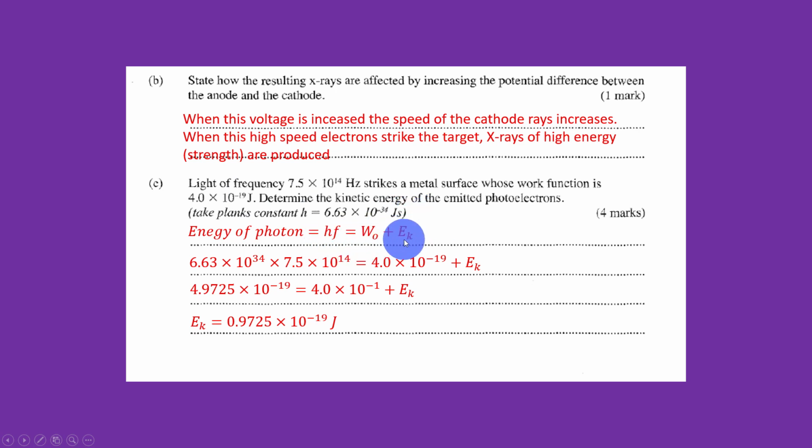So you must be able to use Einstein's equation of photoelectric effect. Energy of the incident photon is equal to the work function plus the kinetic energy. What this means is that this energy of the incident photon is shared between providing the work function and using the excess energy to give the electrons the necessary kinetic energy. The question here is to determine the kinetic energy of the emitted photoelectron. So it was just a matter of substituting these inside here, and we get the kinetic energy as being 0.9725 by 10 raised to power 19 minus 19 joules.